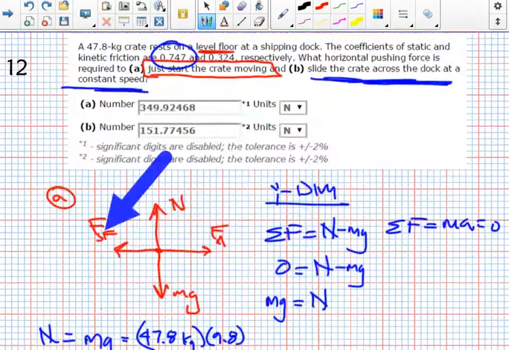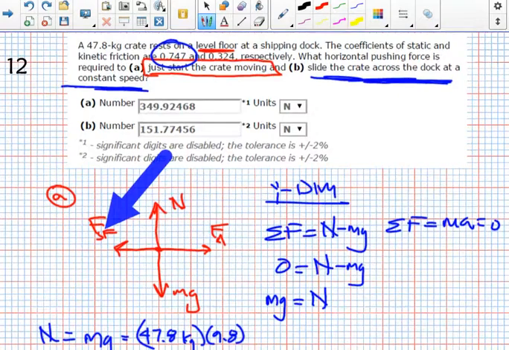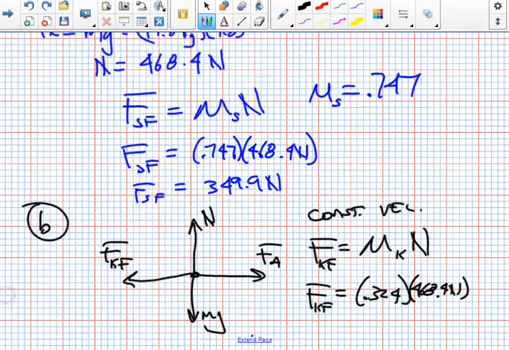Did I get the first one right? Let's look. Hey, I'm a freaking genius. I'm guessing the next one comes out to be 151 and some change.